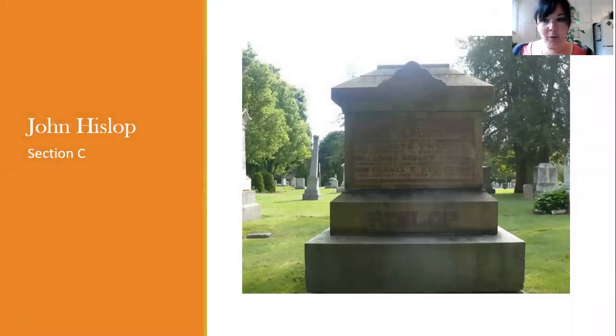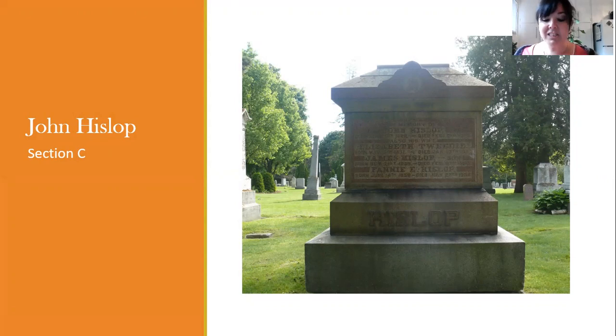And the first individual we're going to visit on our virtual tour is a man named John Hislop, and his headstone can be found in Section C. By 1860, the village of Oshawa had been governed by a village council for 10 years, with new elections happening every year. So at the beginning of every single year in January, the citizens, and by citizens I mean the males of Oshawa, were expected to go and vote for their new village council every single year.